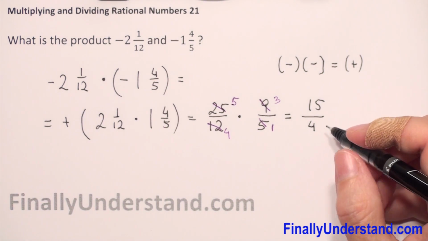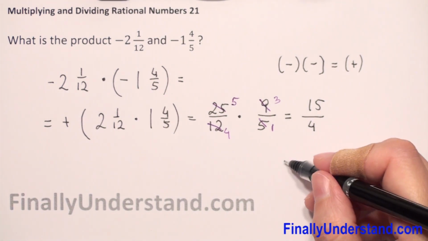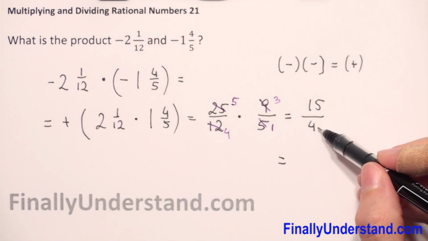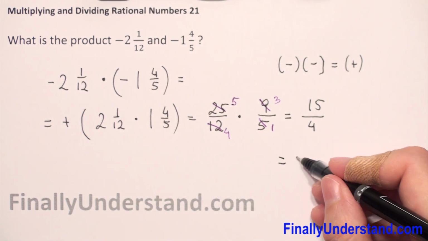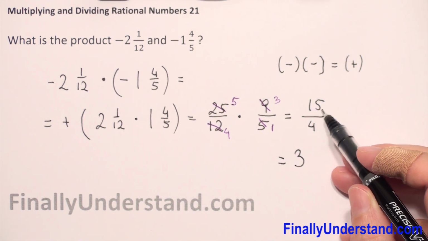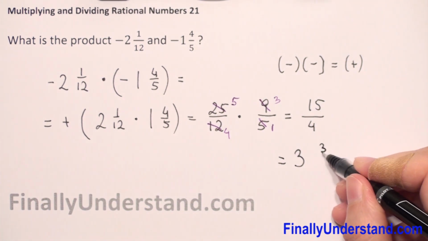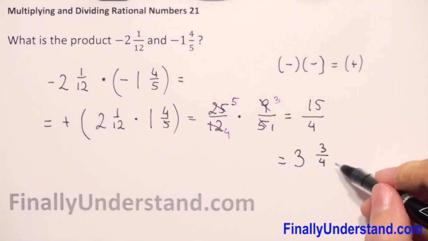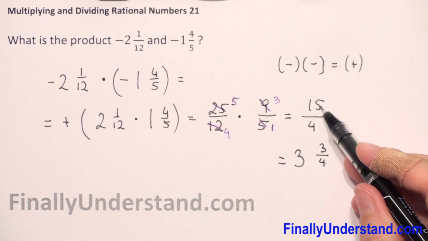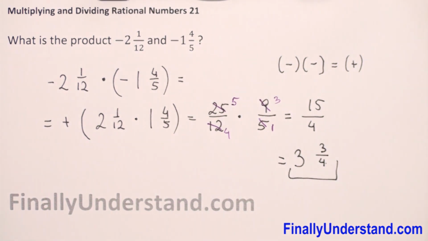We got an improper fraction. We can change this to a mixed number. How many times can you put 4 into 15? 3. 3 times 4 is 12. 15 minus 12 is 3. And the denominator we copy. Always you can check. 4 times 3 is 12 plus 3 is 15. So everything is correct. This is my solution.